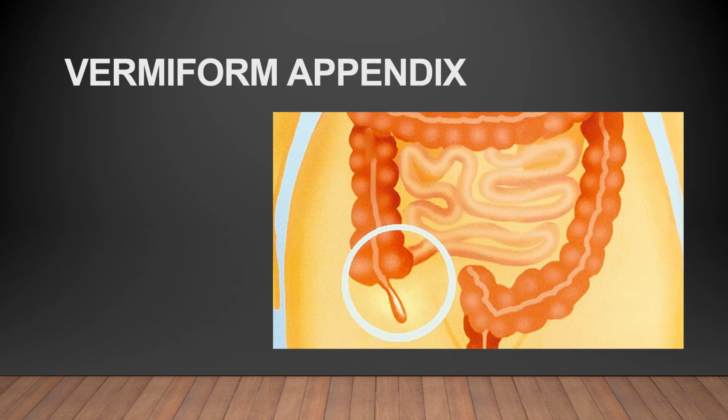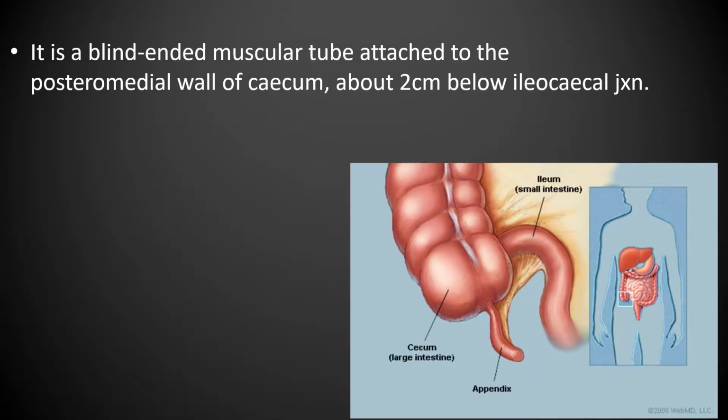In this video, we will discuss the vermiform appendix. Appendix is a blind-ended muscular tube. It is attached to the posterior medial wall of cecum, about 2 cm below iliocecal junction.